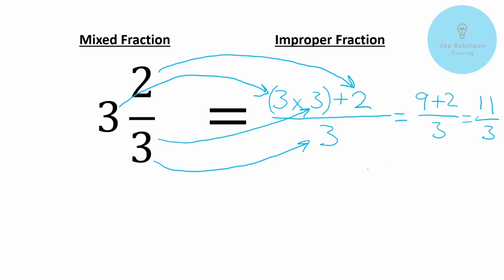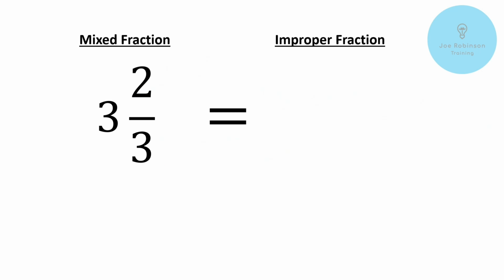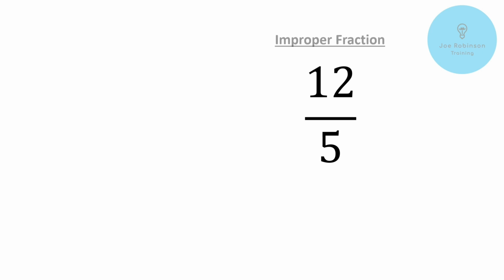So that's 11 thirds that we've got there for our first question. Okay, so what we're going to do in the next question is roll on and have a look this time at going the other way. So here we've got an improper fraction, and we want to know what the mixed fraction is going to be.